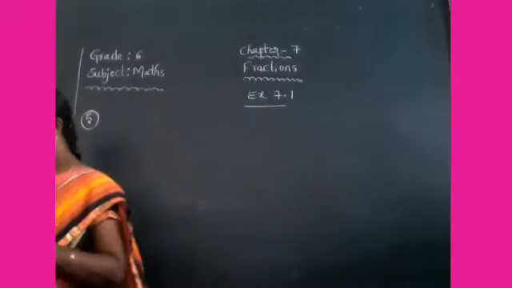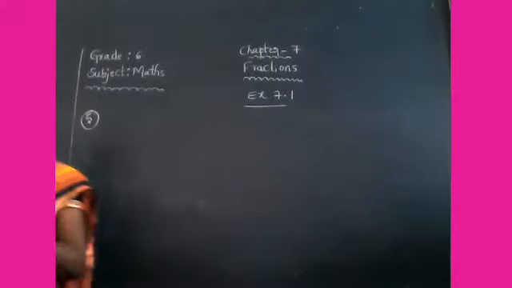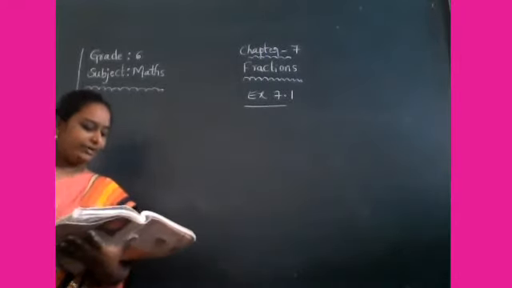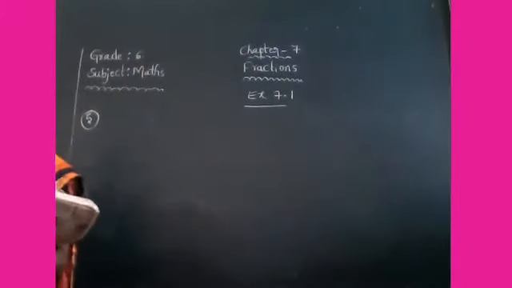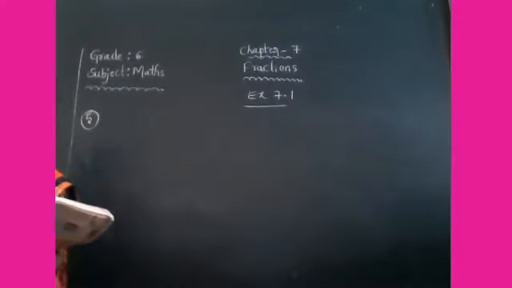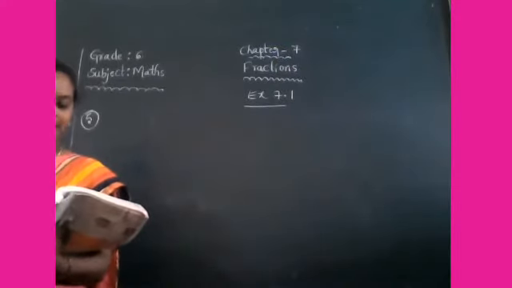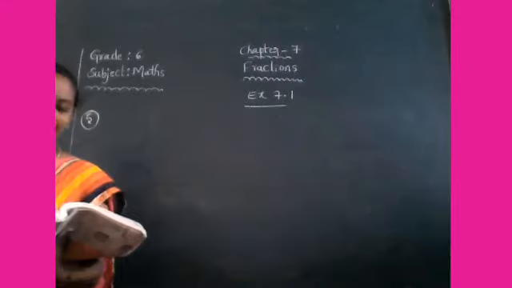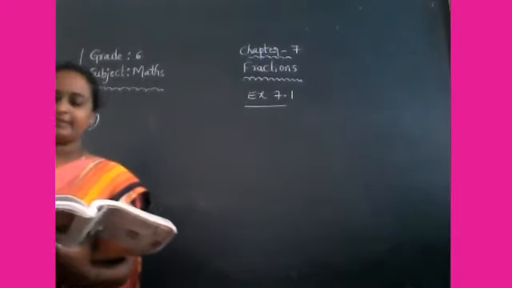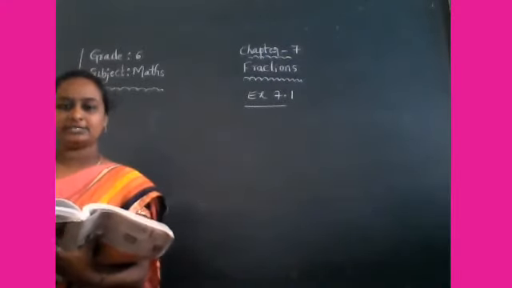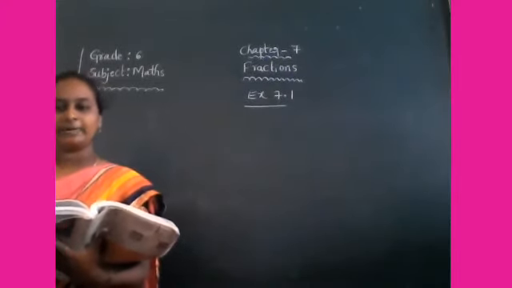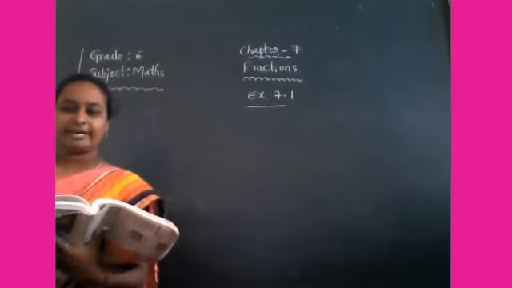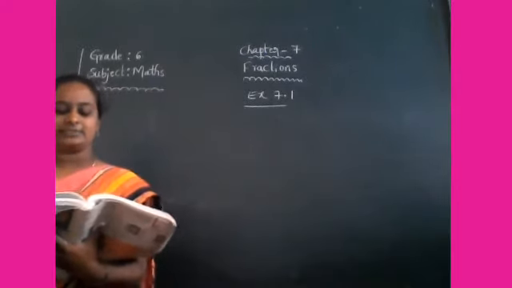For the fifth question, everything you have to write neatly. What fraction of an hour is 40 minutes? So here also you have to find the fraction. 1 hour is equal to how many minutes? 60 minutes. 40 minutes means? Yes, 40 by 60. So what is the fraction? 4 by 6. Very good.